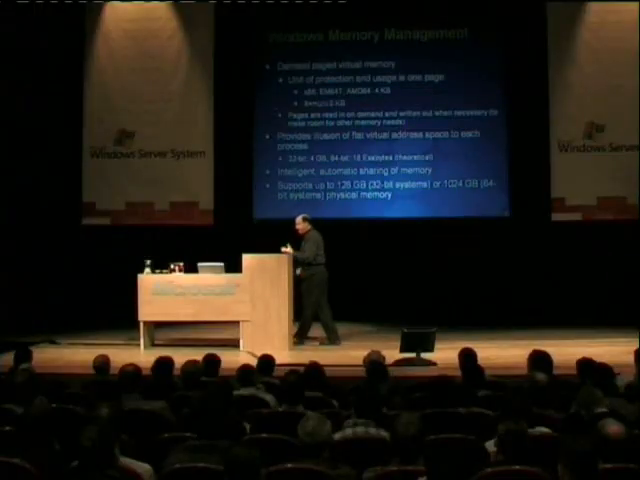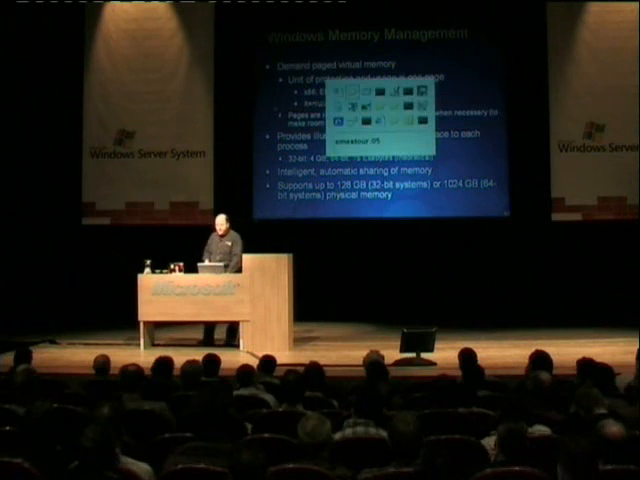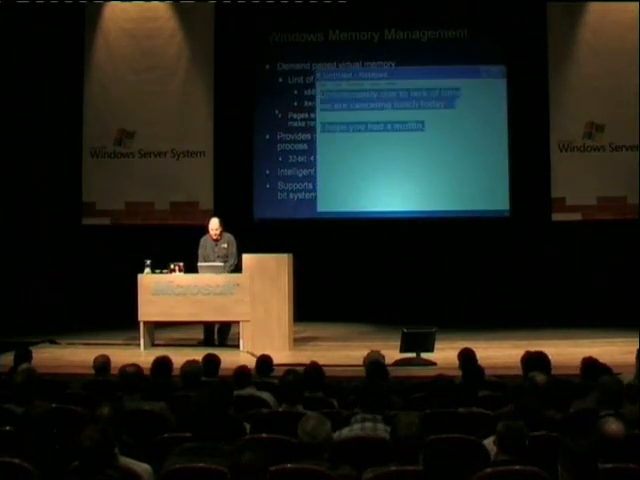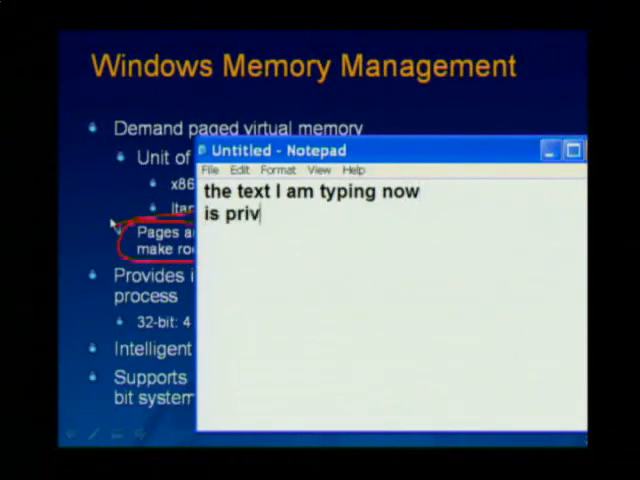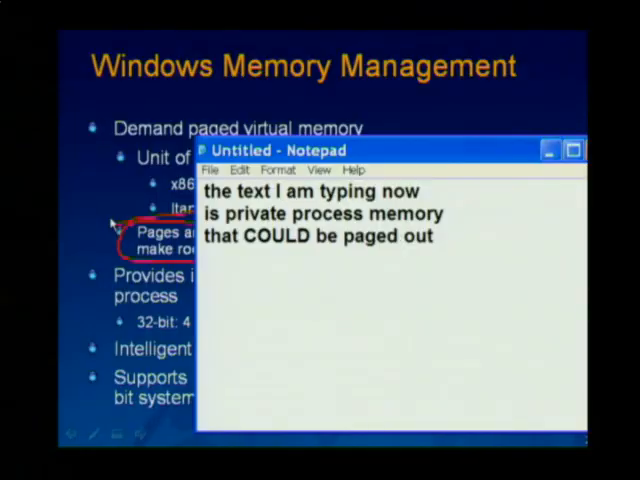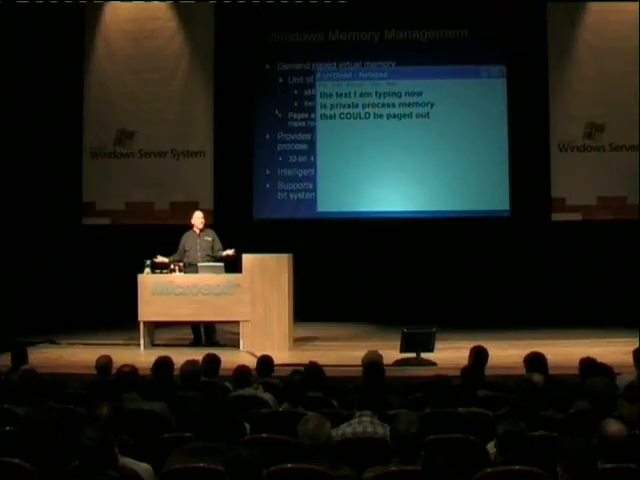So what gets paged out? Private process modified data. An example would be in this notepad window, the text I am typing now is private process memory that could be paged out. The buffer that contains that text could get paged out. The code, the part of notepad.exe that's in RAM right now, doesn't get paged out. Now, the memory that contains this text, when is that going to get paged out?